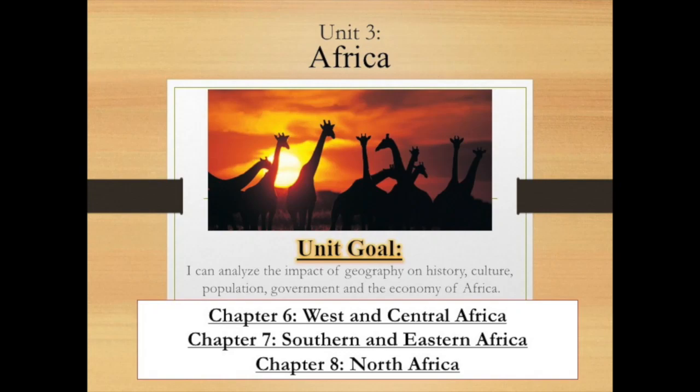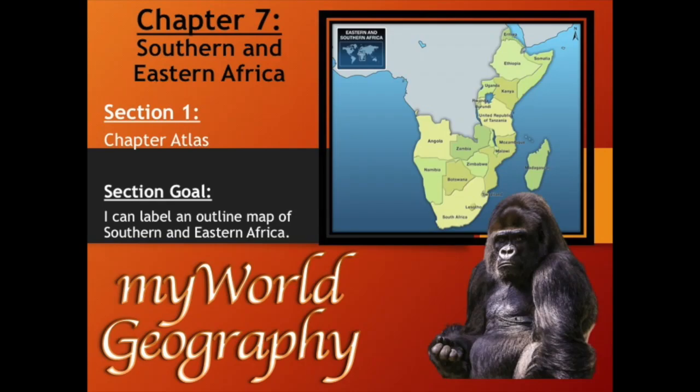We are working on Unit 3, Africa. Our goal for this unit is to analyze the impact of geography on history, culture, population, government, and the economy of Africa. This unit is split up into 3 chapters. Chapter 6, West and Central Africa, Chapter 7, Southern and Eastern Africa, and Chapter 8, North Africa.